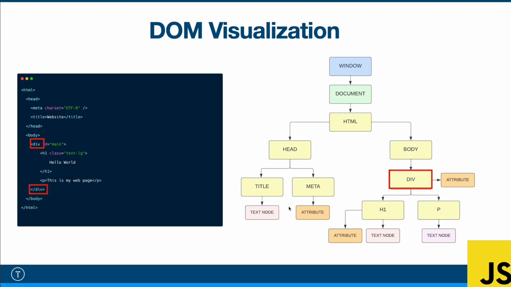In the body, we have a div, and that div has an attribute on it of ID. And then in the div with the ID of main, we have an H1. That H1 has both an attribute, a class on it, and it has a text node in it. All right, and then the paragraph has a text node in it as well. So when you look at HTML structure, you should be able to picture this type of thing in your head when you're dealing with the DOM.